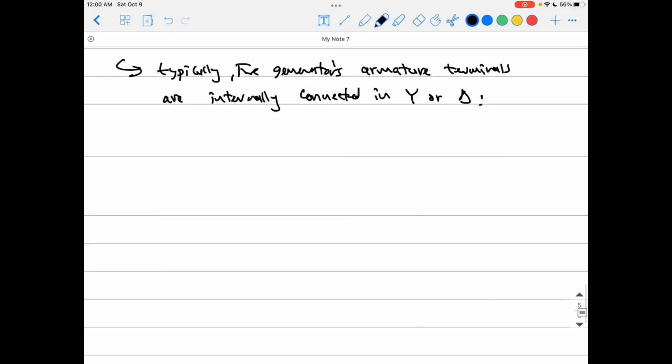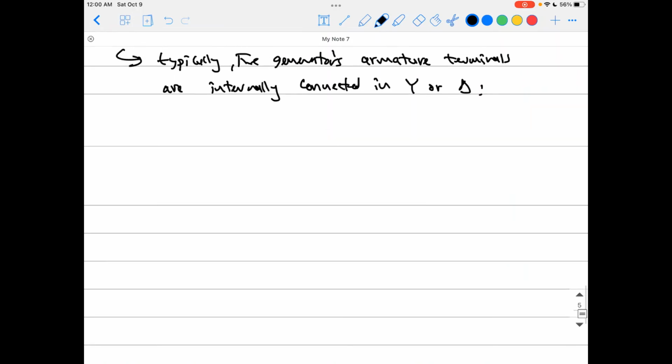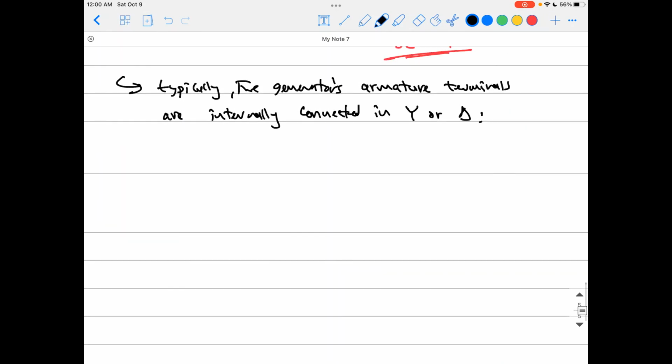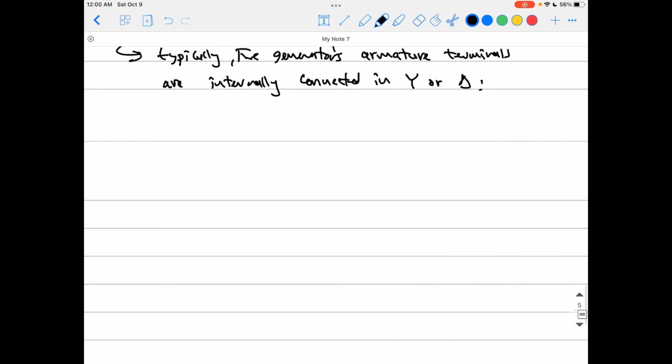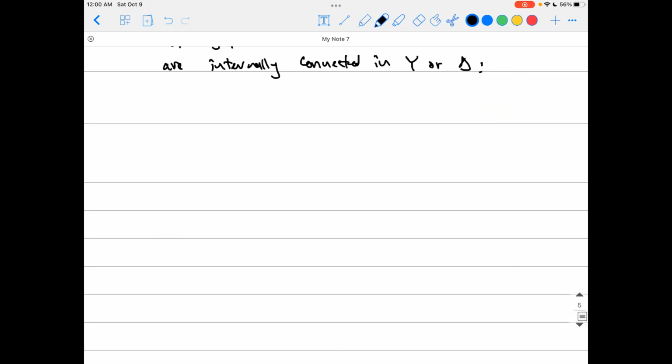But if you don't have this, and the machine is internally connected like a star or delta, Y or delta, and you have the connections outside, you have to make sure what you're doing, because you cannot measure the voltage of a single phase directly. Rather, you will just be measuring a line-to-line voltage, because that is the thing that you have outside the machine.